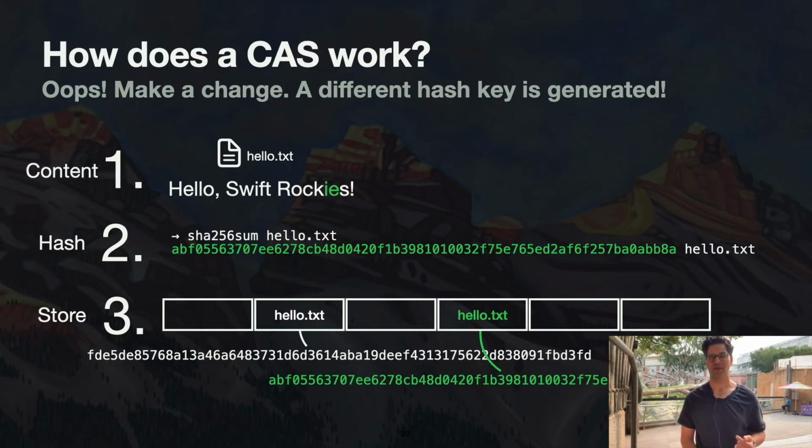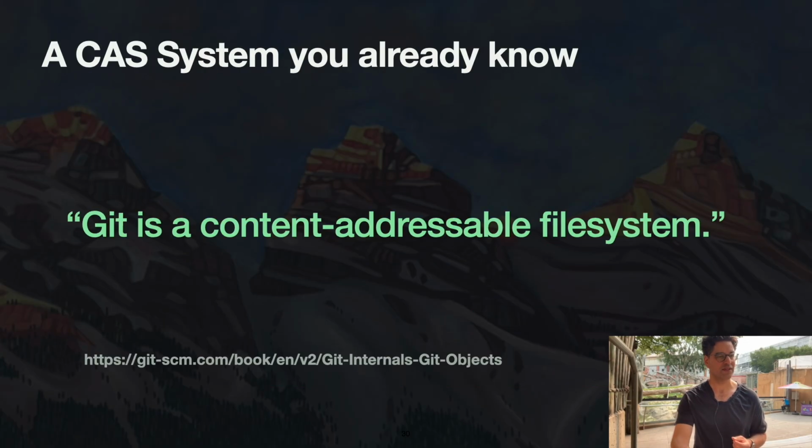Now, we've seen this before, haven't we? This looks familiar. Where have we seen this before? Oh, that's right. Git is a content addressable system. So you use this all the time already. Okay, so now we know what a CAS system is. How do our Swift build and our Swift compiler use the CAS system to save work?